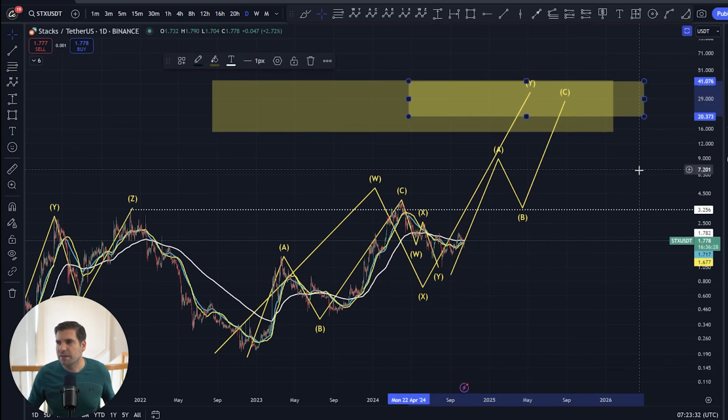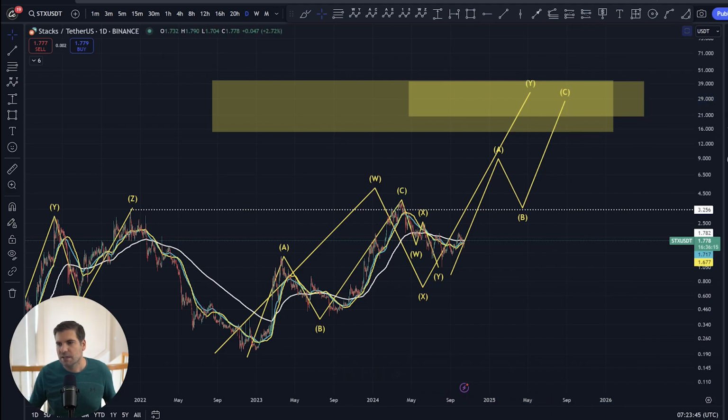So for me, I think the more conservative area is going to be a nicer area to be aiming for. So we're going to be thinking specifically about anywhere really between $15 and $20 for the conservative target ranges and 40 on the higher side. So that is my price prediction for Stacks in 2025. Anywhere really between $15 and $40, but higher probability says between 15 and 20 USD.